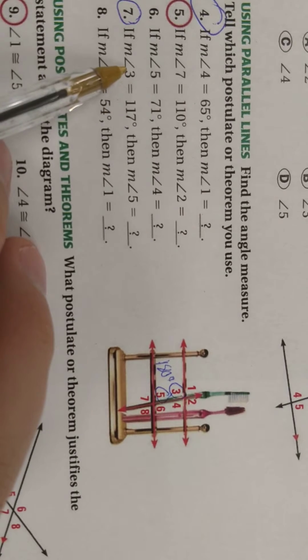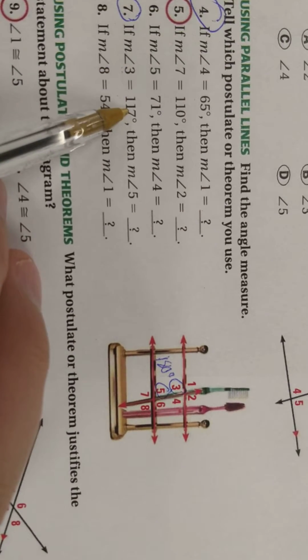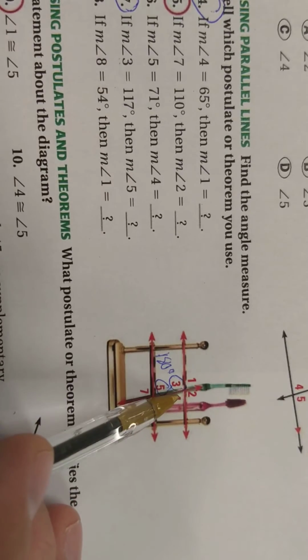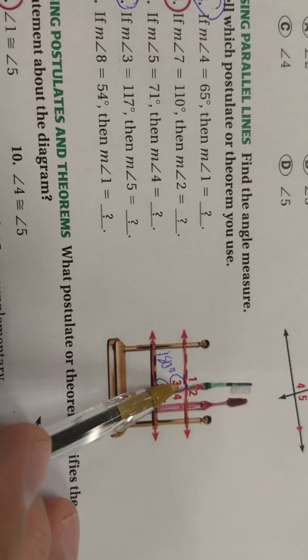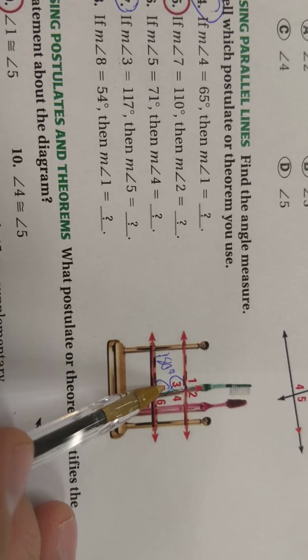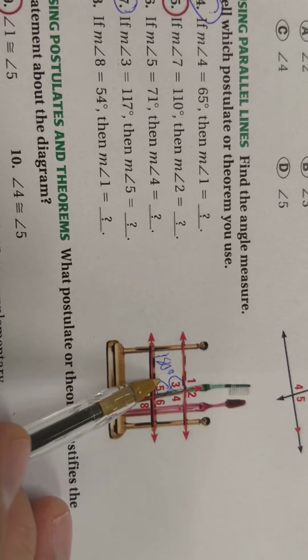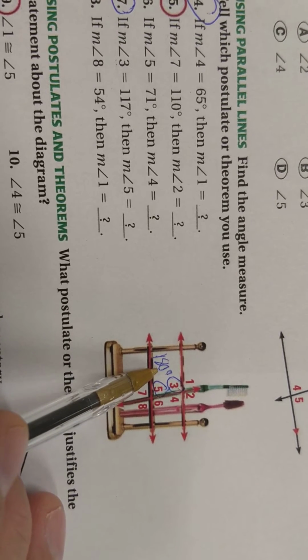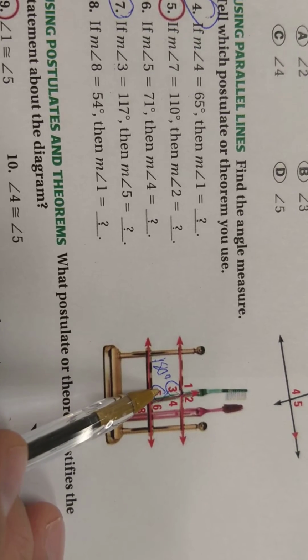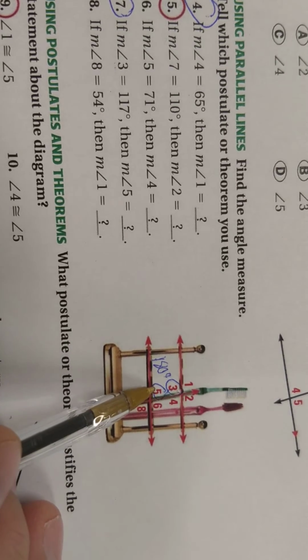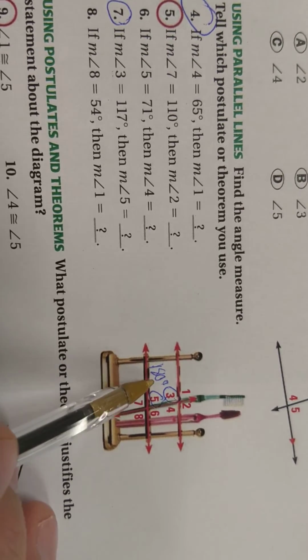So if I know that angle 3 is 117 degrees, then I need another 63 degrees here in order to add up to that 180. So the measure of angle 5 in this case has to be 63 degrees because 63 plus 117 is going to get you that 180.